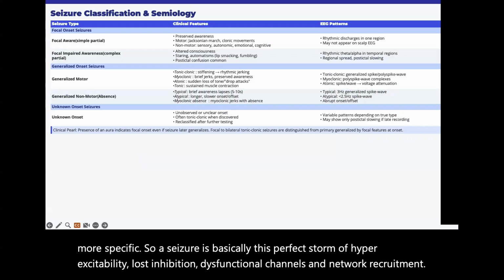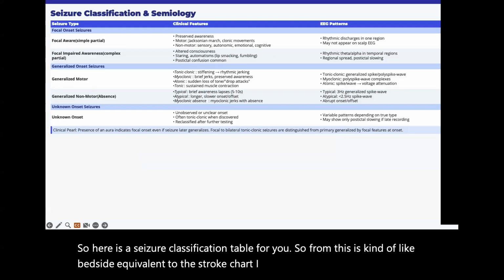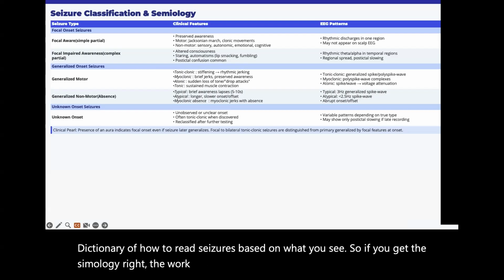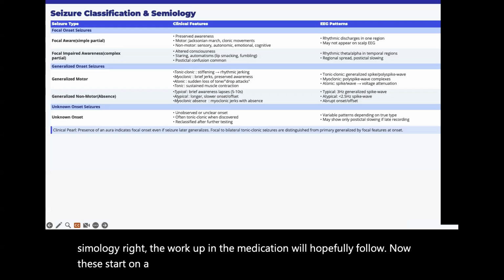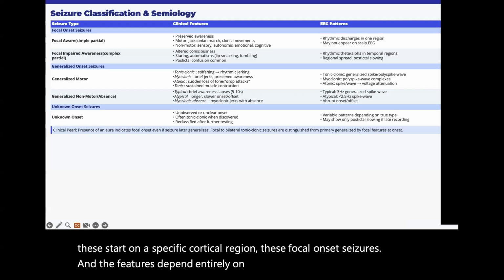So here is a seizure classification table for you. This is kind of like the bedside equivalent to the stroke chart I showed you. It's like a dictionary of how to read seizures based on what you see. If you get the symptomology right, the workup and the medication will hopefully follow. Now, these focal onset seizures start in a specific cortical region, and the features depend entirely on where that region lives.